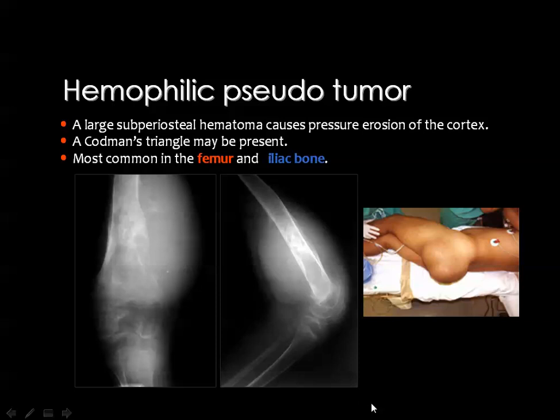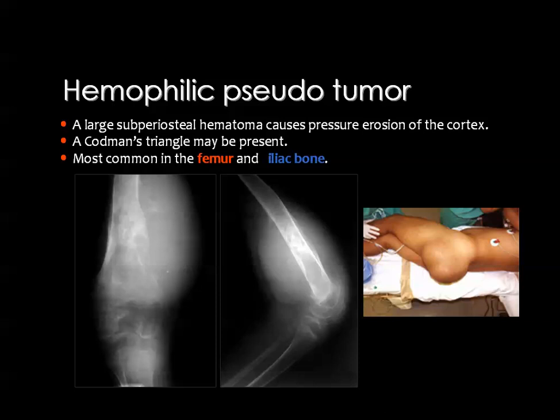Hemophilic pseudotumor is the result of a large subperiosteal hematoma causing pressure erosion on the cortex of the underlying bone. There are two main common sites for hemophilic pseudotumor. These are the femur and the iliac bone. And if you look here, you see a huge mass, which by pressure erodes the underlying bone, results in some periosteal reaction, and you can even see what's known as the Codman triangle, which is a manifestation of osteosarcoma.